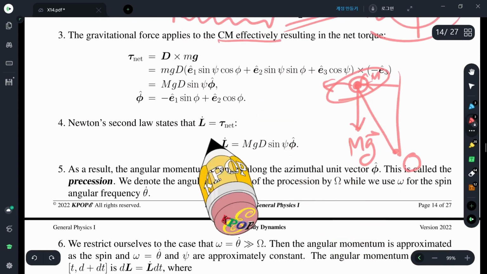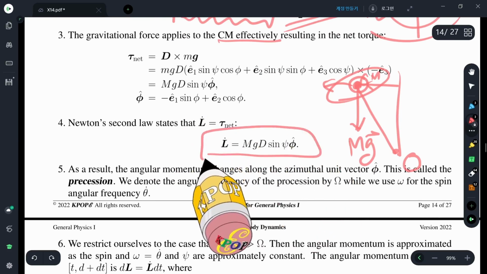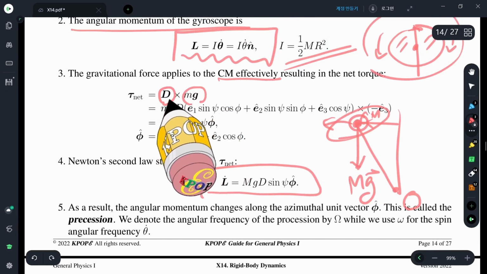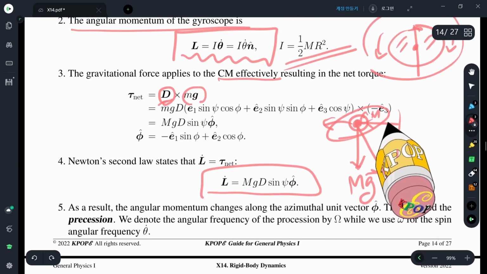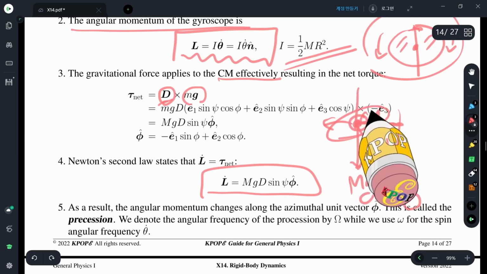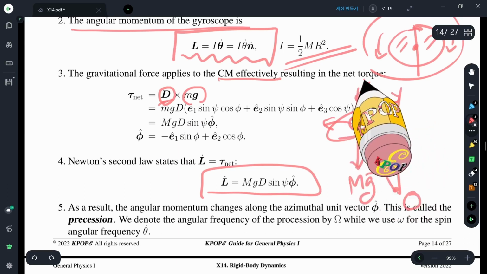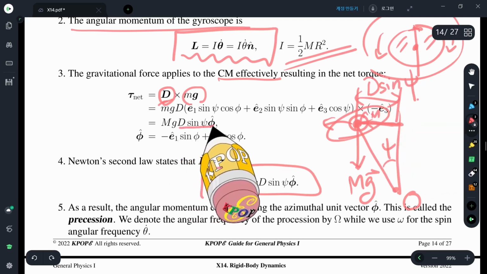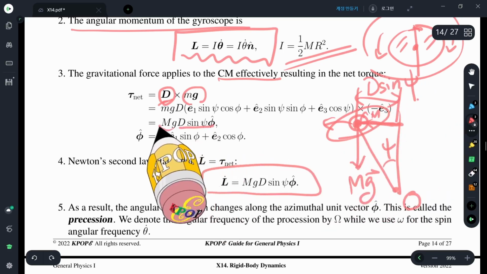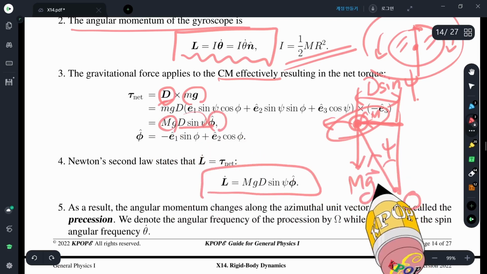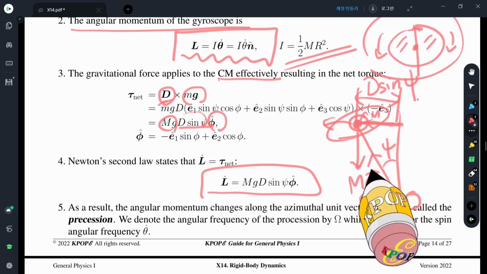So we can compute the net torque. The net torque is d cross mg, but among d, this is a psi. So lever arm is d sine psi, the d sine. Force is mg d sine. Direction is along the, this is the direction.